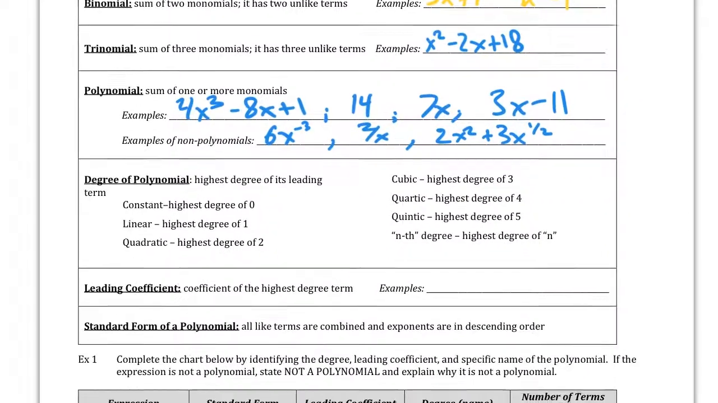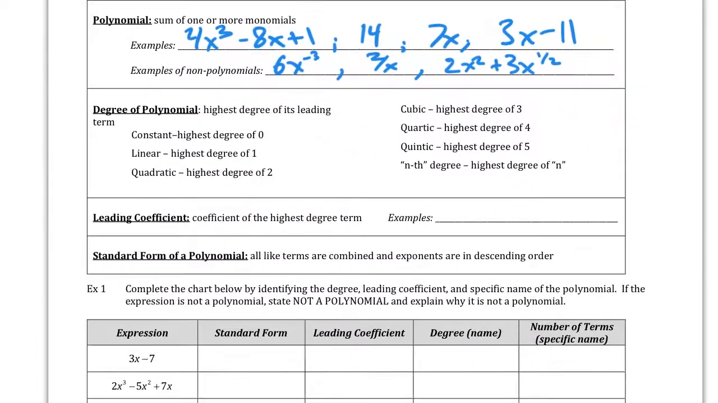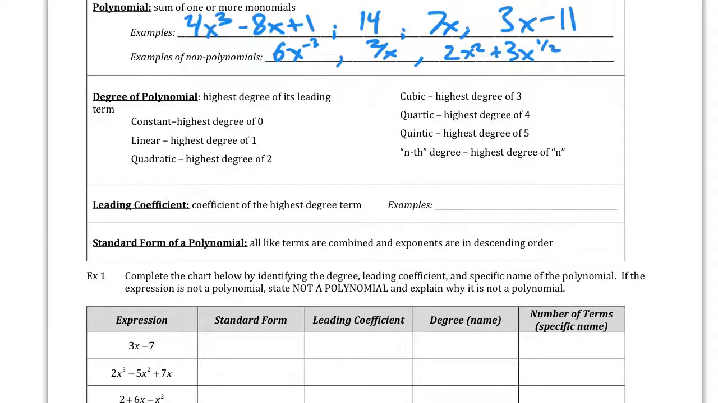We also have this word called degree. Okay, the degree is basically a measurement of how strong the polynomial is. And I'll put that in quotes because it's not really a mathematical term, how strong the polynomial is. Okay, and we measure the degree by the highest exponent. Okay, so that degree is the highest exponent.